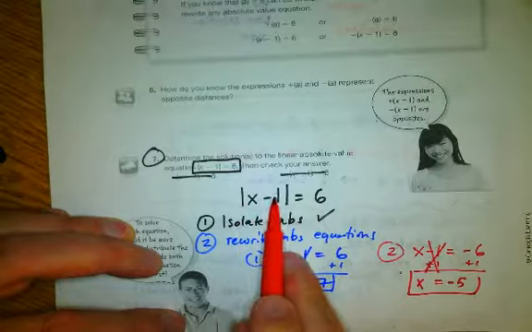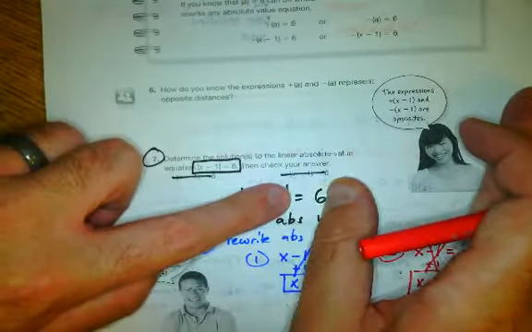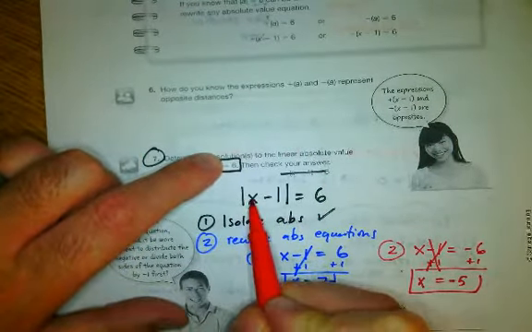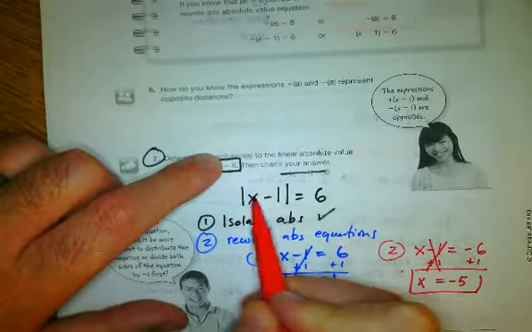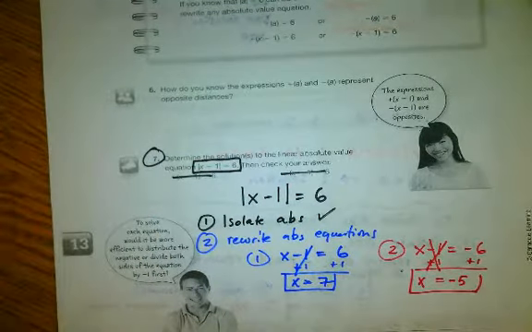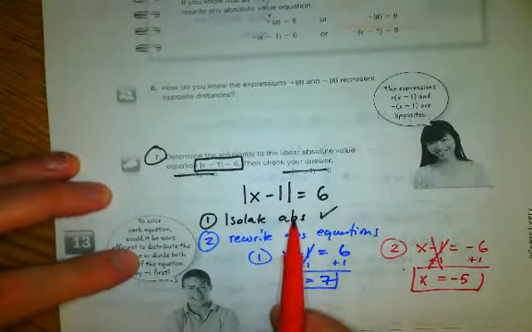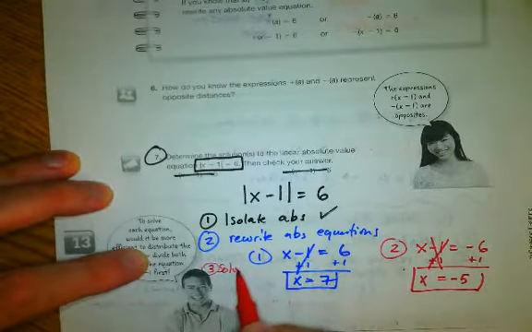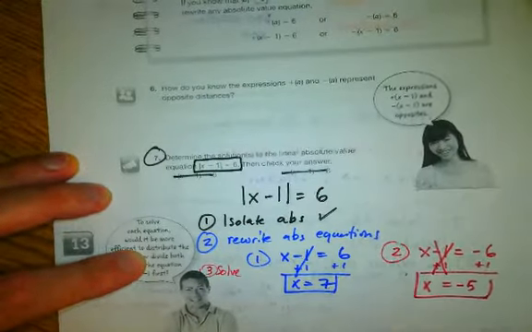If I plug in 7, 7 minus 1 gives 6, and the absolute value of 6 is 6, so that one works. What about -5? -5 minus 1 is -6, and the absolute value of -6 is still 6. So both of these solutions work. So we've done all three things here. We have isolated, that was already done for us. We rewrote the equations, and then I should write down here, number 3, we solve by adding 1 to both sides to get our two solutions.